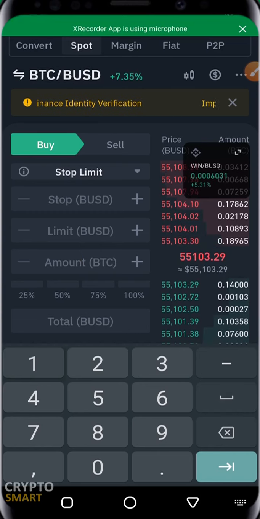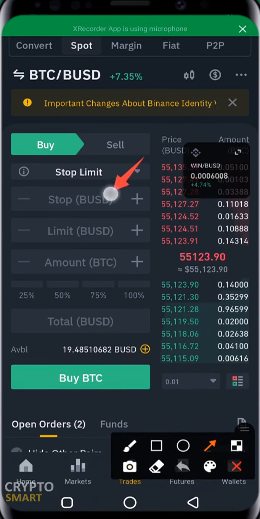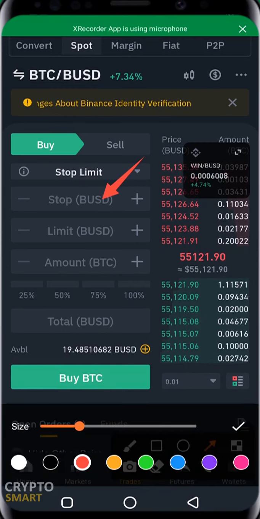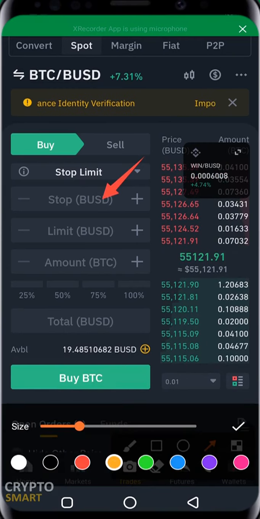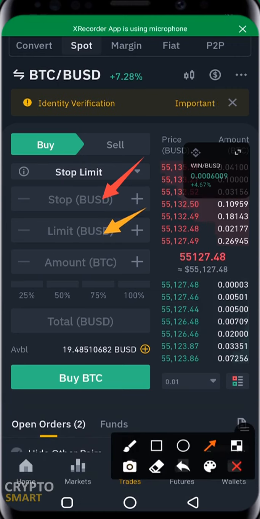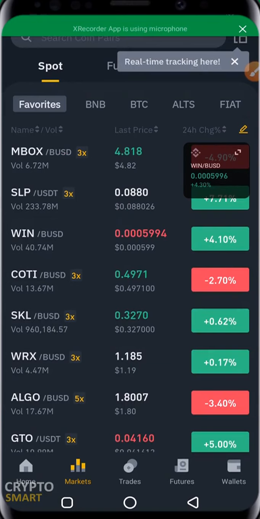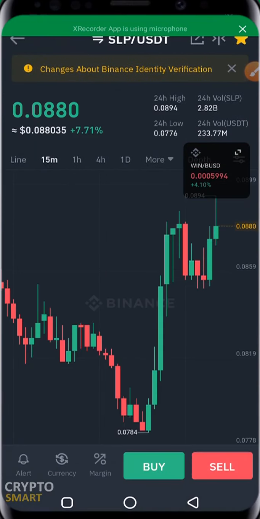So you now put it in such a way that, in this case, when you want to buy a coin using the stop limit order, this stop here must be lower than this limit here. Is that making sense? The stop must be lower than the limit. Now, why did I say so? Let us use a particular coin that we have. Let us use SLP to make this explanation.